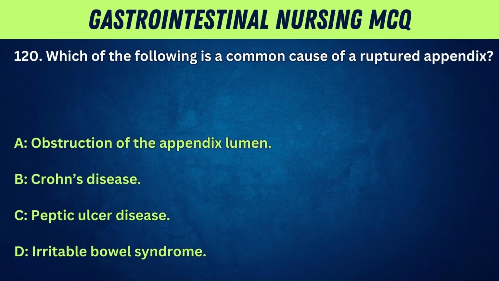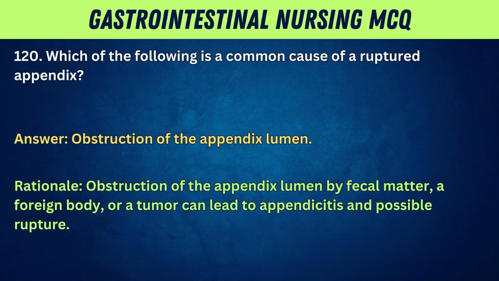120. Which of the following is a common cause of a ruptured appendix? A. Obstruction of the appendix lumen. B. Crohn's disease. C. Peptic ulcer disease. D. Irritable bowel syndrome. Answer: obstruction of the appendix lumen. Rationale: obstruction of the appendix lumen by fecal matter, a foreign body, or a tumor can lead to appendicitis and possible rupture.